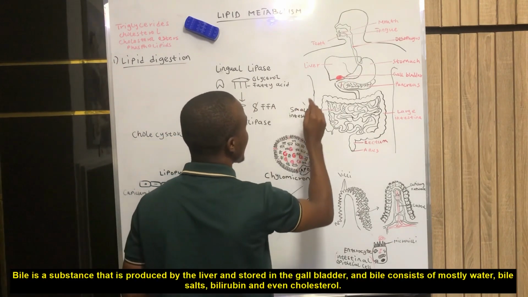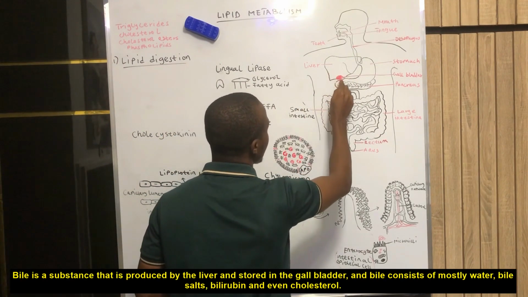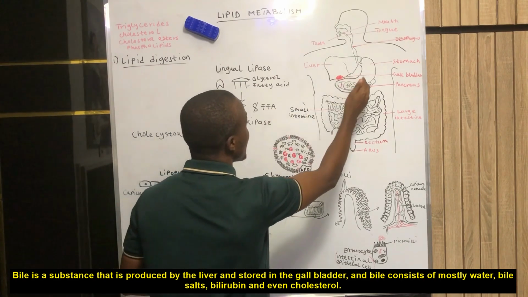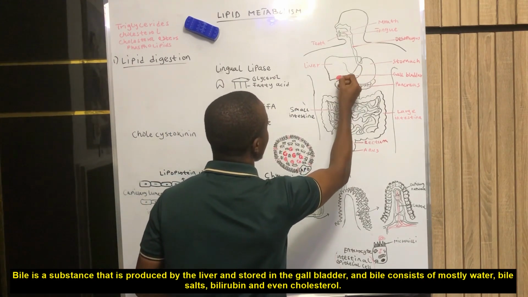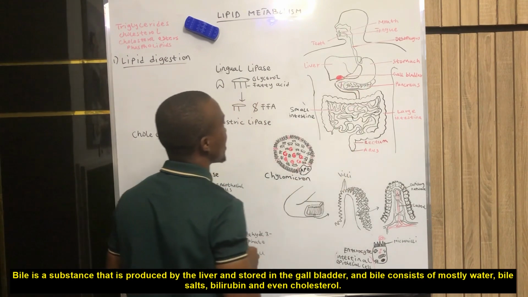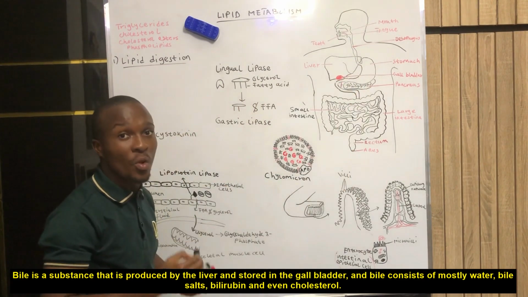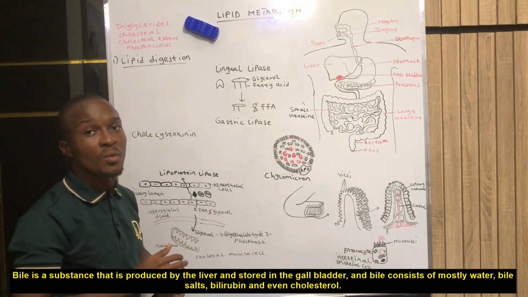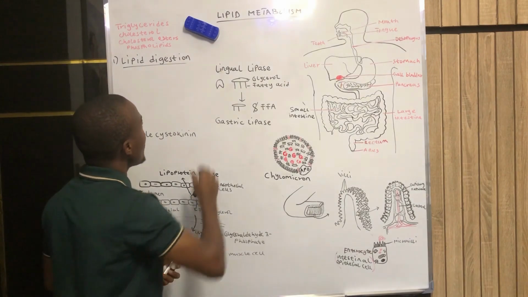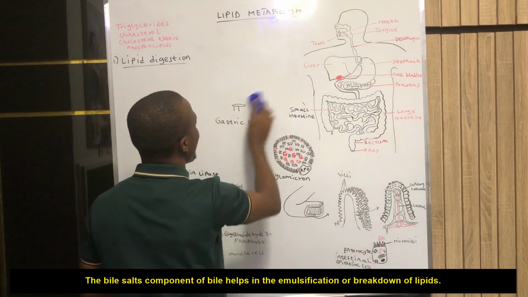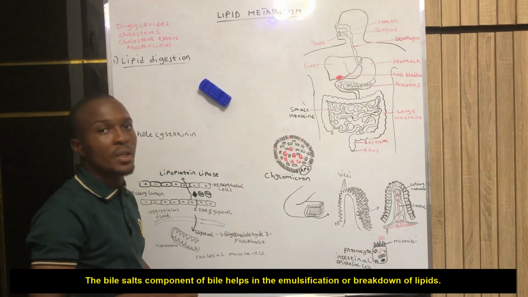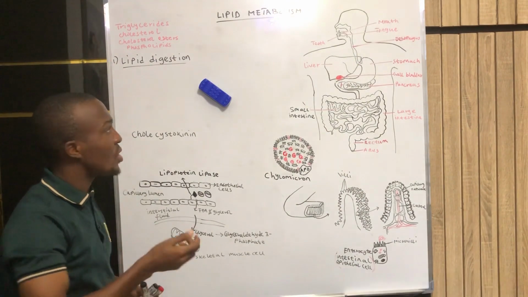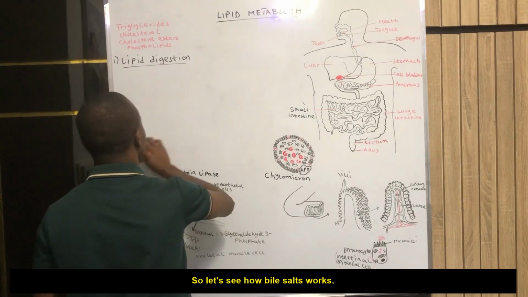Now, bile is a substance that is produced by the liver and stored in the gallbladder. So this hormone now stimulates the release of bile from the gallbladder into the small intestine. And bile consists of mostly water, bile salts, bilirubin, and even cholesterol. So the bile salt component of bile helps in the emulsification and or breakdown of lipids. So let's see how this bile salt works.